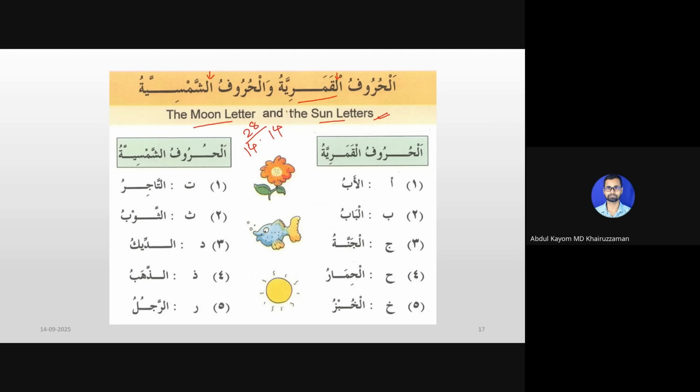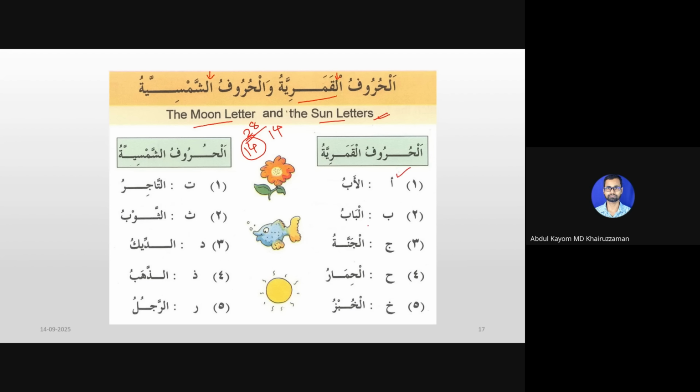So out of the 28 letters, if a word's first letter is one of these 14, huruf al-qamariyya, we read the al. If it is from huruf al-shamsiyya, we do not read the lam. So we read like ash-shamsu, at-tajiru, ath-thawbu, ad-diku, adh-dhahabu, ar-rajulu, like that. Okay.